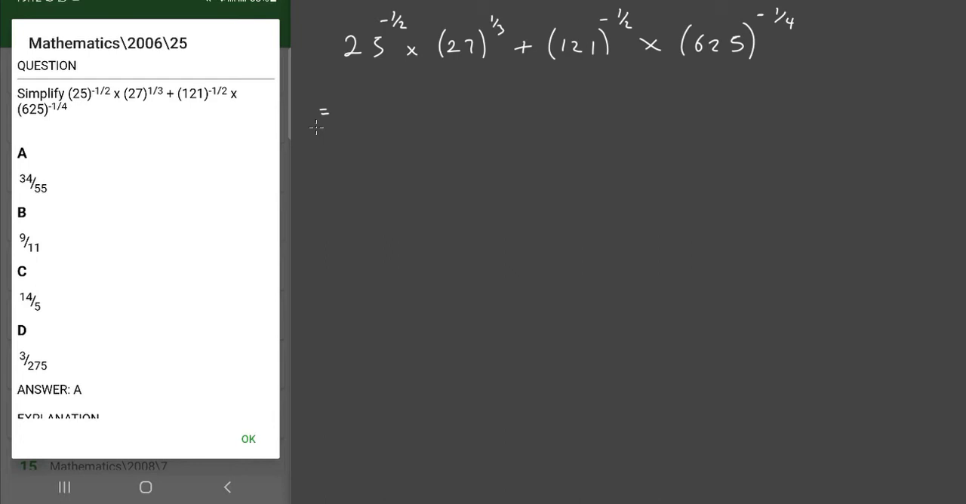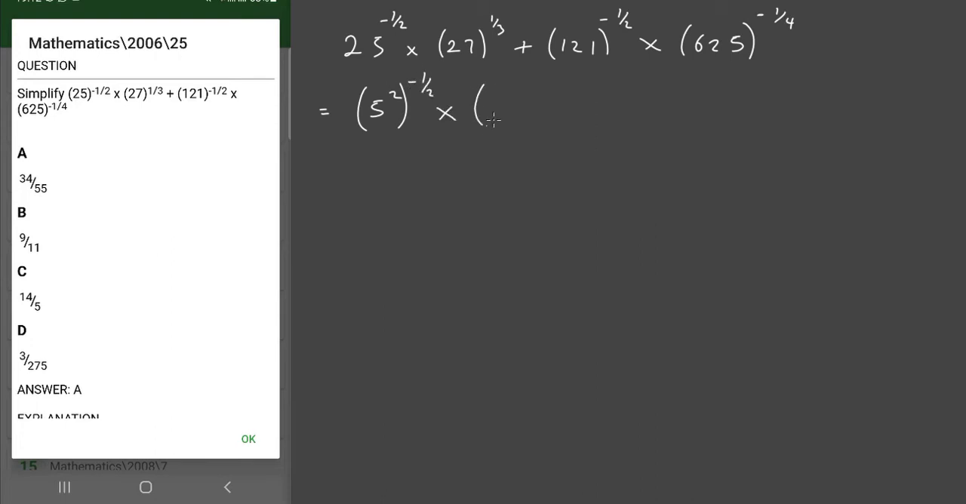You can use the cube rule, the square root approach, or you try to convert each of these numbers into multiples of a particular number. So what I mean is this. I want to use an approach where I won't have to use cube root and so on. So I'm going to take this 25 as 5 raised to the power of 2. 25 is 5 times 5, right? Then everything raised to the power of minus 1 over 2.